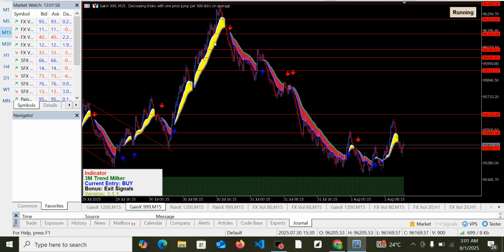That is why the color is changing. The color of the indicator I'm using is changing from yellow to red. This means the market is on downtrend, and when the market is on downtrend, you only focus on the sell signals alone. So the red arrow is for the sell signal.